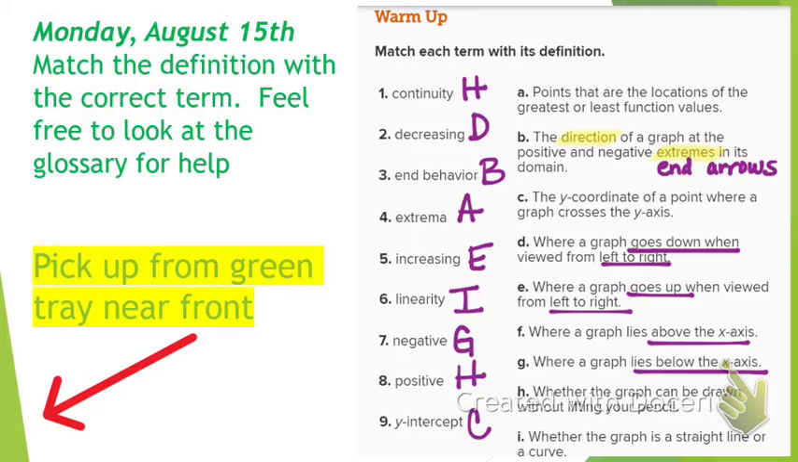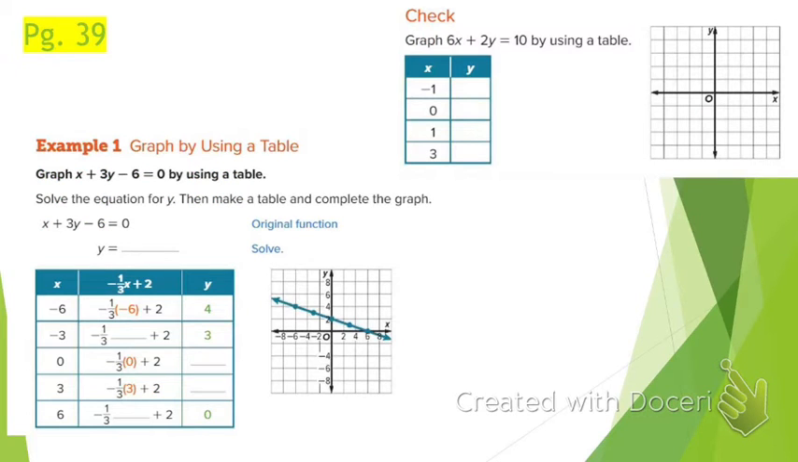All right, so we're going to be on page 39, which is graphing a line. So page 39 in your reveal book. Graphing a line. You do need a calculator. So if there's not a calculator on your desk, there's probably one close by.